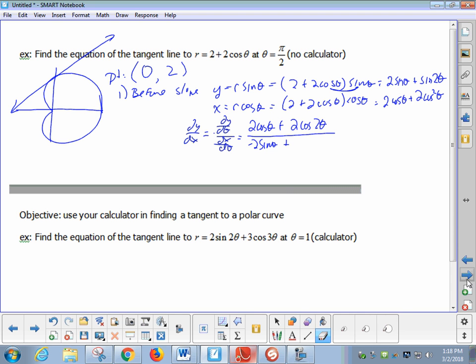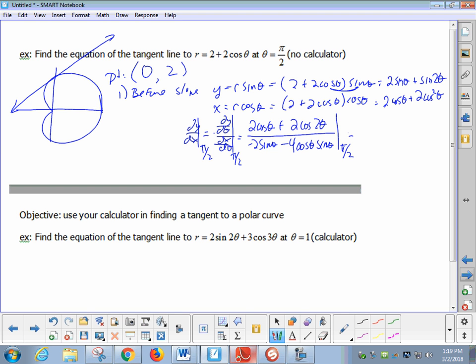Minus 4. I see what you're saying. I just wasn't there yet. Minus 4 cosine theta sine theta. In all these cases, I want to evaluate at pi over 2. You can see that the derivative is all functions of theta, so they usually give you some theta value. Although I guess they could say it's x this or y that. Usually they give you the theta.